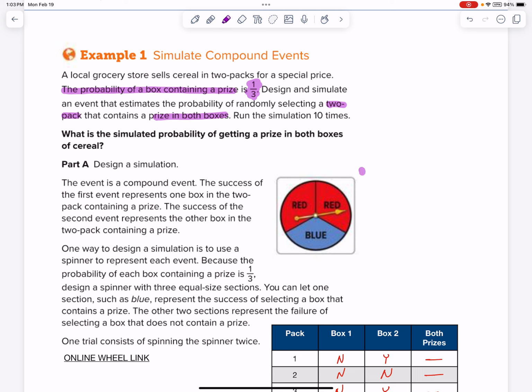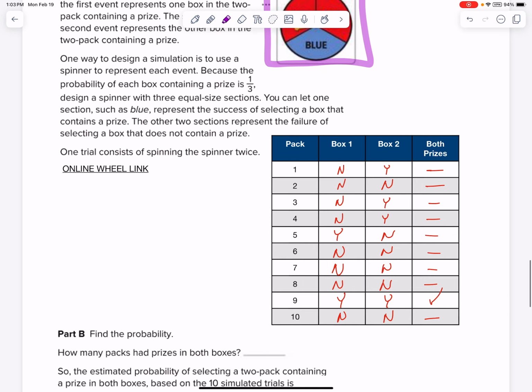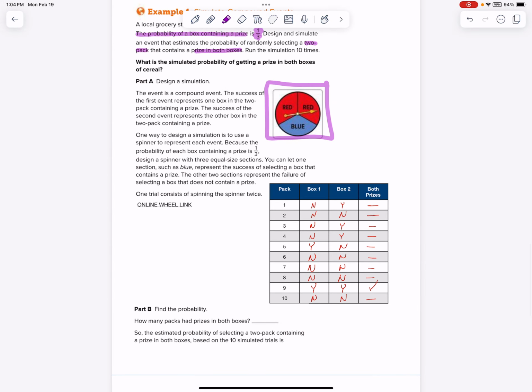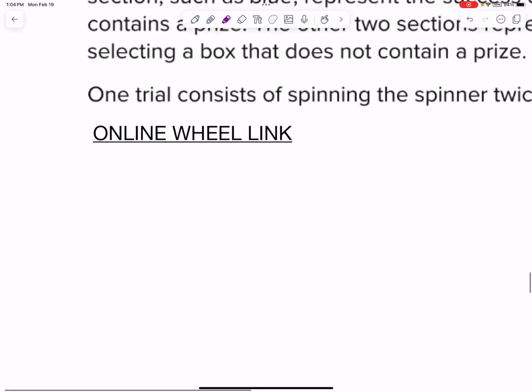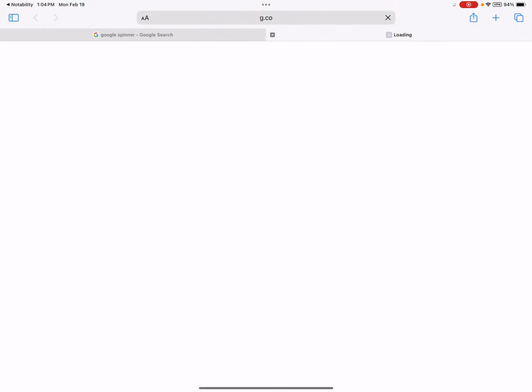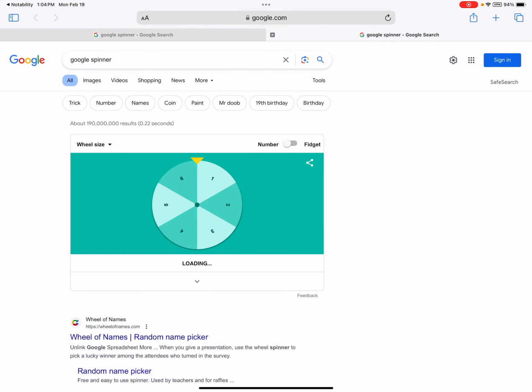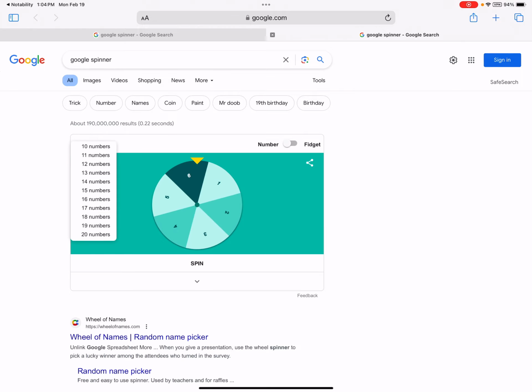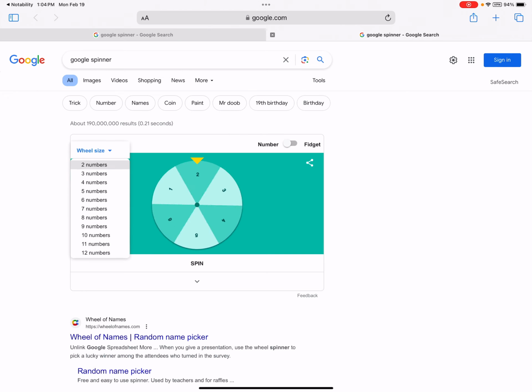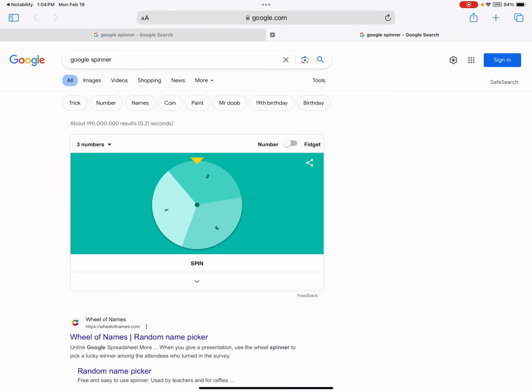Okay, so I don't have a spinner handy, so we could go onto Google and find a free spinner and things like that, which is what we're going to do. So I went ahead and already did my spinning, but I would encourage you to go on. I want you to click this online wheel link, open Safari, and it's going to open up this Google spinner. Up in the top left where it says wheel size, you're going to want to click that and change it to a, where's the numbers? Let me just refresh this here. Change it to a 3-number spinner. And so obviously we can have number 1 be a success and then 2 and 3 be not successful.